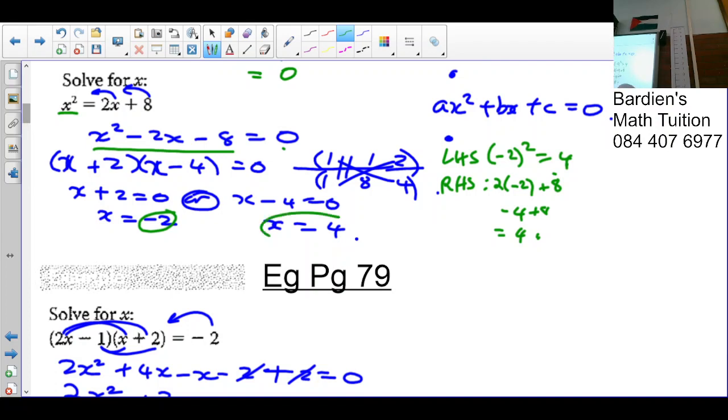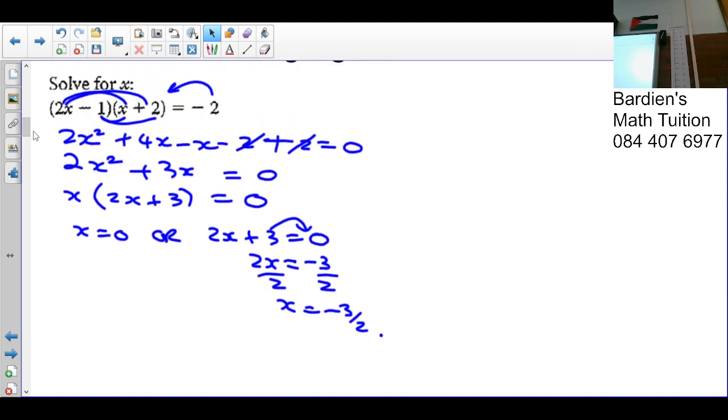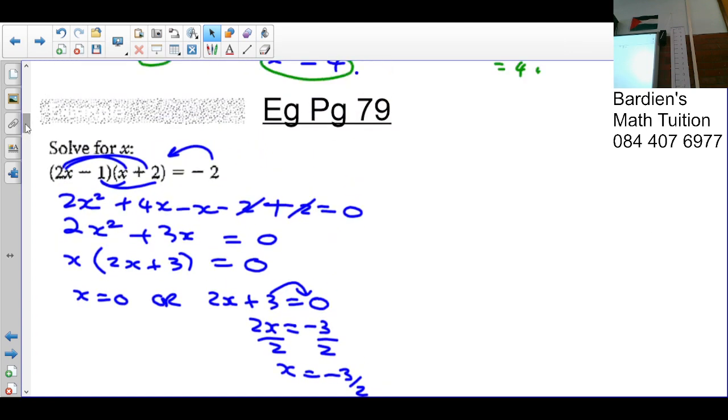If I put 4 in here, what's 4 squared? 16. 2 times 4 is negative 8, minus 8. 16 minus 8 is 8, and 8 minus 8 is 0. The equation balances. You guys understand? So that's a way of checking. And likewise here, you could have checked that one as well. Okay.